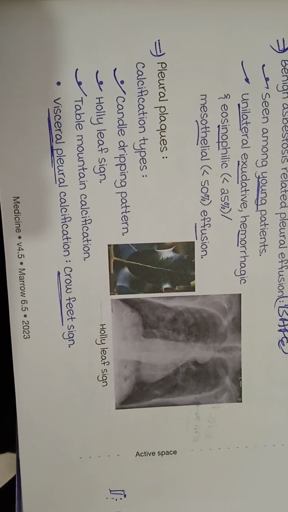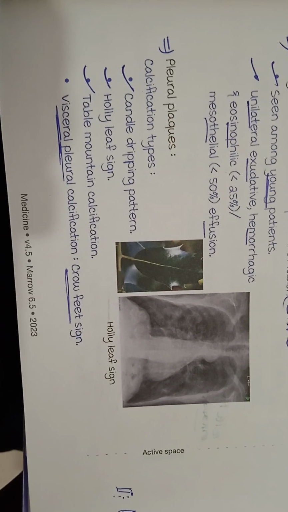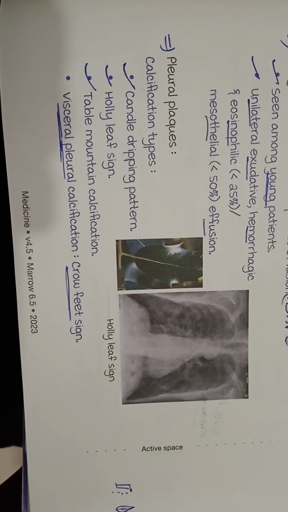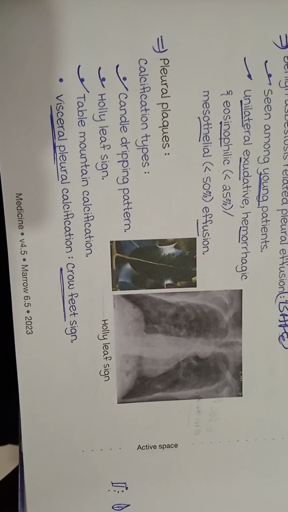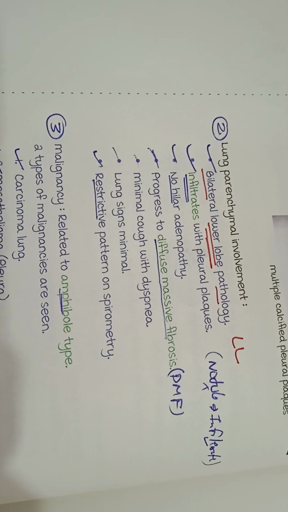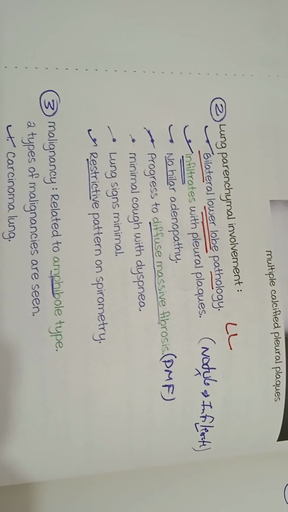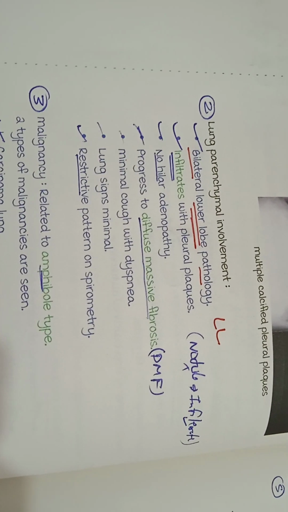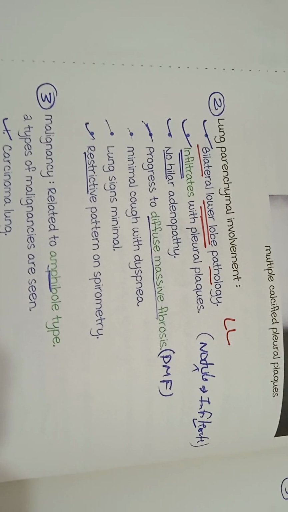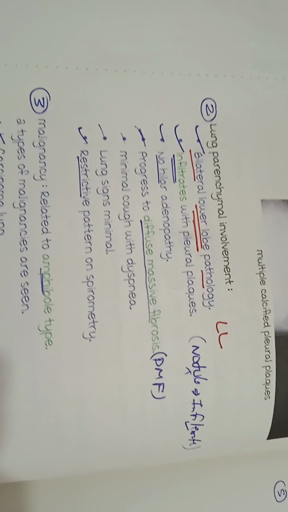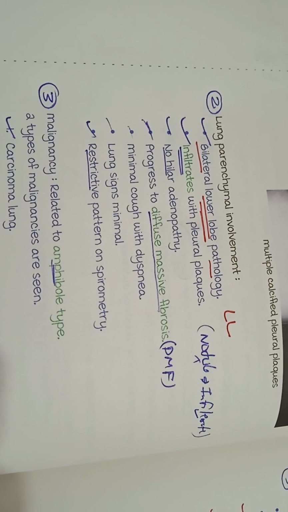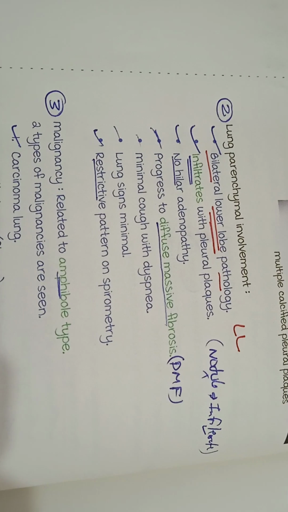The calcification pattern is candle dripping pattern, holly leaf sign, and table mountain calcification. And if the visceral pleura is calcified, then it is known as crow's foot sign. When it involves lung parenchyma, it involves bilateral lower lobe pathology, and here no nodules are seen, infiltrates are seen, and hilar lymphadenopathy is not seen. It progresses to diffuse massive fibrosis. Lung signs are very minimal.